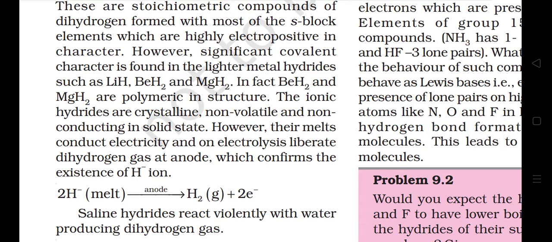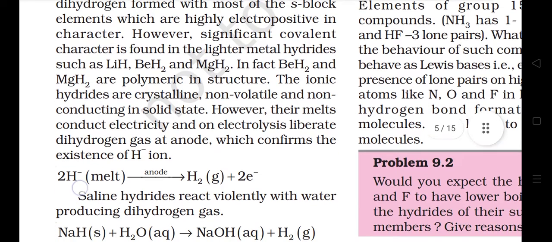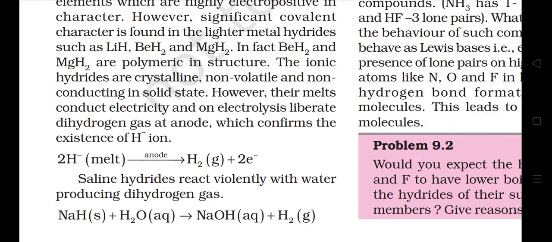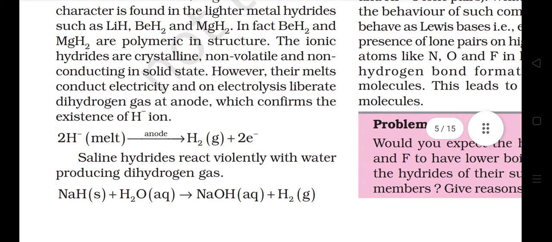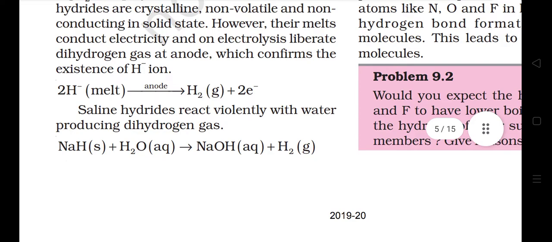In fact, BeH2 and MgH2 are polymeric in structure. The ionic hydrides are crystalline, non-volatile and non-conducting in solid state. However, their melts conduct electricity and on electrolysis liberate dihydrogen gas at anode, which confirms the existence of hydride ion. Saline hydrides react violently with water producing dihydrogen gas.